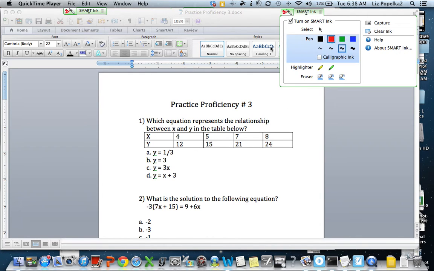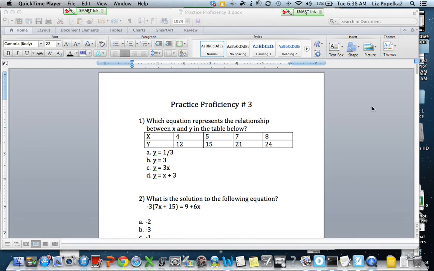And now I'm going to work the first half of practice proficiency number 3. And for this first half, this is going to be all review. That is stuff from the very beginning of the school year. So I'm going to go through the first half of this, numbers 1 through 5, fairly quickly.